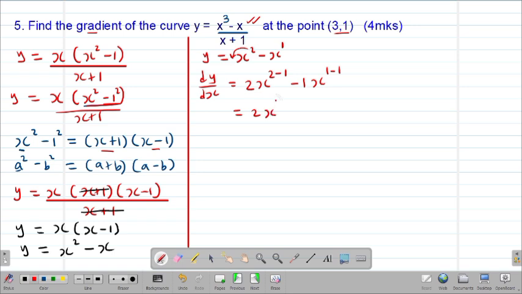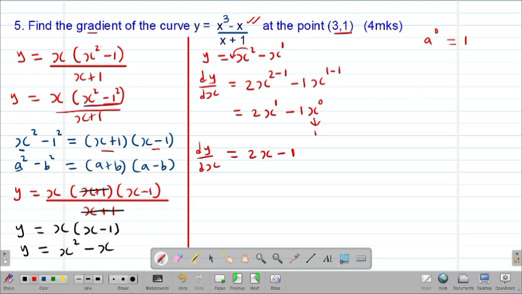Which means that my dy/dx will be equal to 2x to the power of 1. That is 2 minus 1, I'll get 1, then minus 1 x to the power of 0. Remember, a power 0, the answer is always 1. So it means that this one will reduce to be 1. Therefore, my dy/dx, the gradient function, will be equal to 2x. Then, of course, minus negative 1 times 1, I'll still have negative 1.